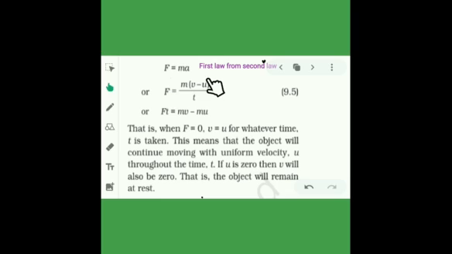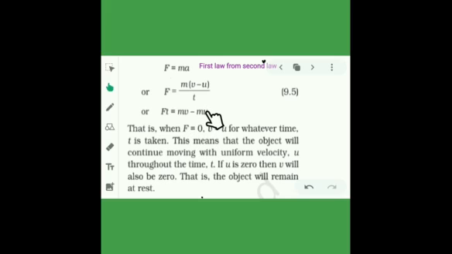You all know the expression for force: F is equal to ma, where a is the acceleration and m is the mass of the object. F is equal to m into (v minus u) upon t, so F into t is equal to mv minus mu. When no force is applied on an object, that means Ft is equal to 0, so mv minus mu is equal to 0. Since m is not equal to 0, v is equal to u.